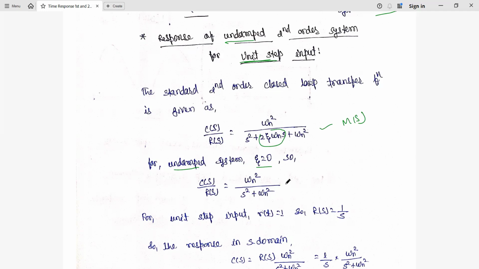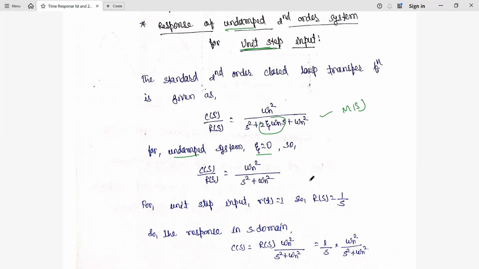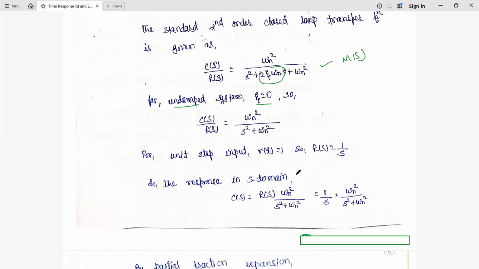Now for this, the input is what? Unit step. Unit step means r of t equal to 1, and the Laplace transform is 1 upon s. As we have seen in the case of first order also, for which a separate lecture is available, to obtain the output in the s domain, this transfer function is multiplied by the Laplace transform of the input function, that is r of s. So r of s is 1 by s for us.